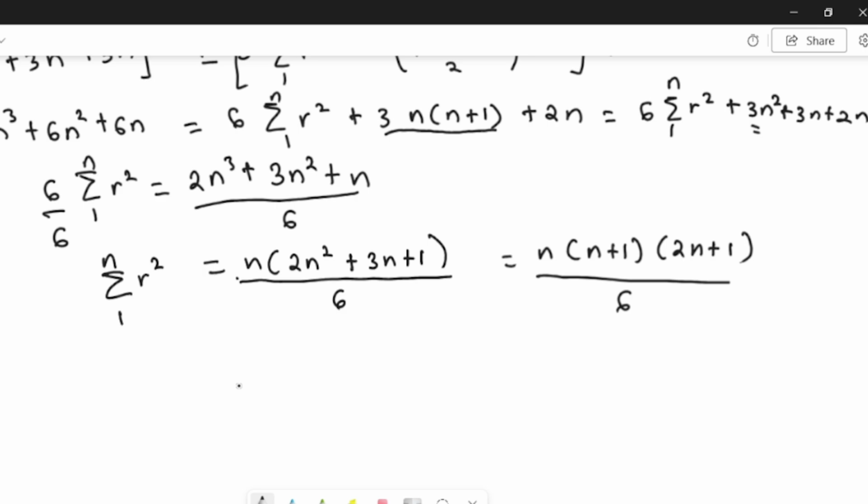And now in our third part, we are going to check on 1 cubed plus 2 cubed plus 3 cubed plus, and going to prove that it's going to give us the sum of r squared.